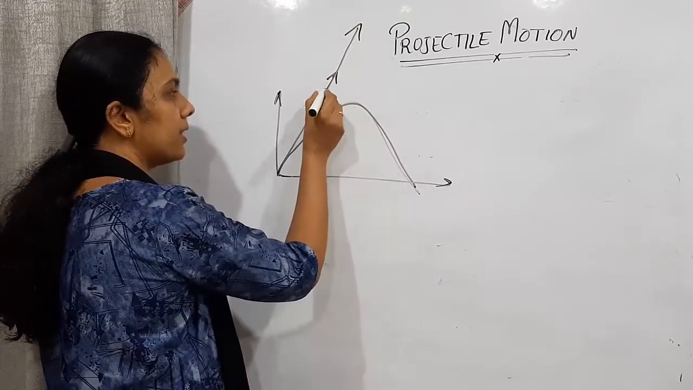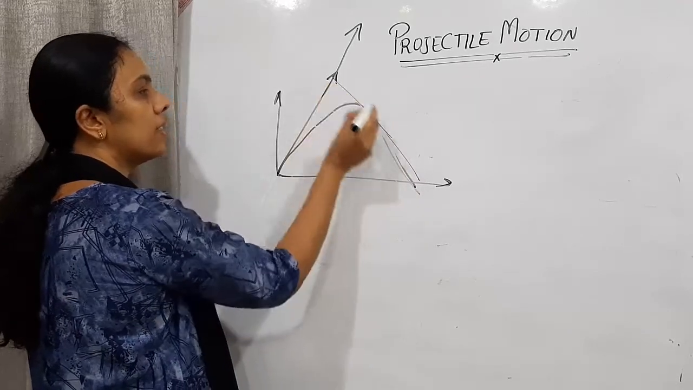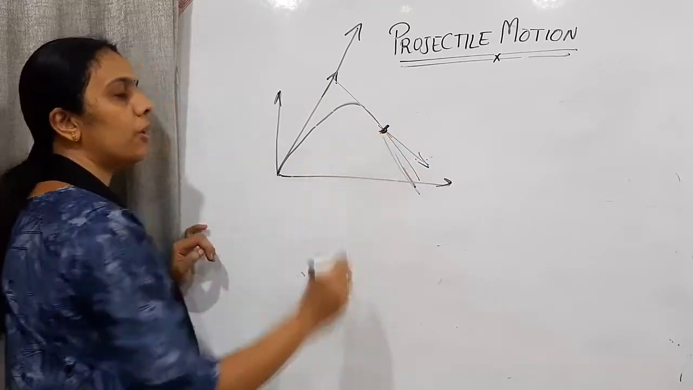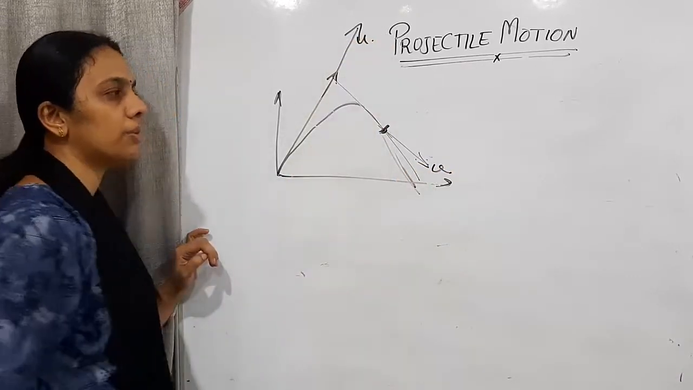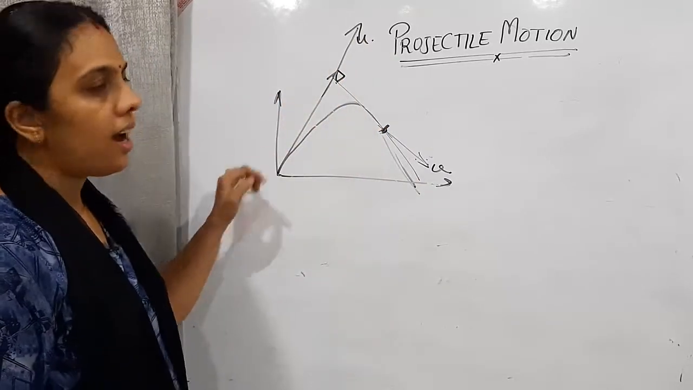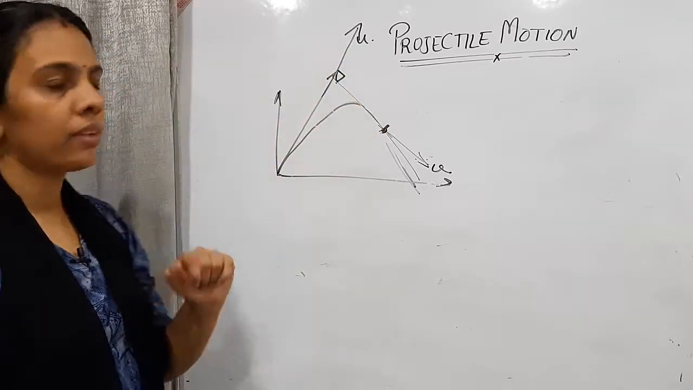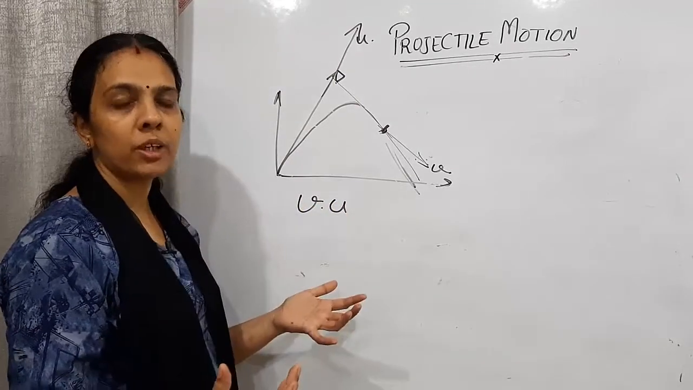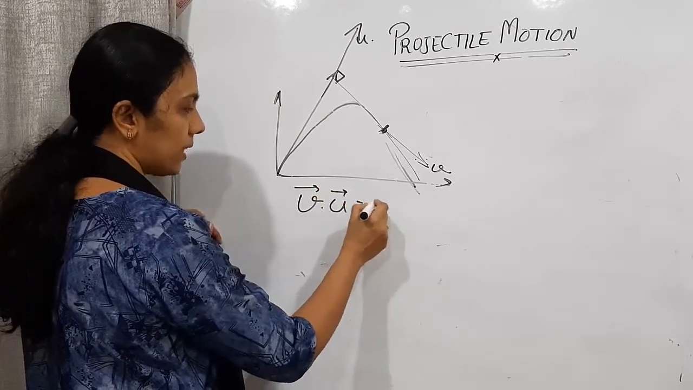If I am considering another vector, when this vector will be perpendicular to this, at what time it will be reaching this point. So this is the final velocity I can consider, and this is the initial velocity. At this point, if this angle is 90 degrees, at what time will this condition be achieved? That means if two vectors are perpendicular, their dot product will be equal to 0. Therefore, V dot u equals 0.